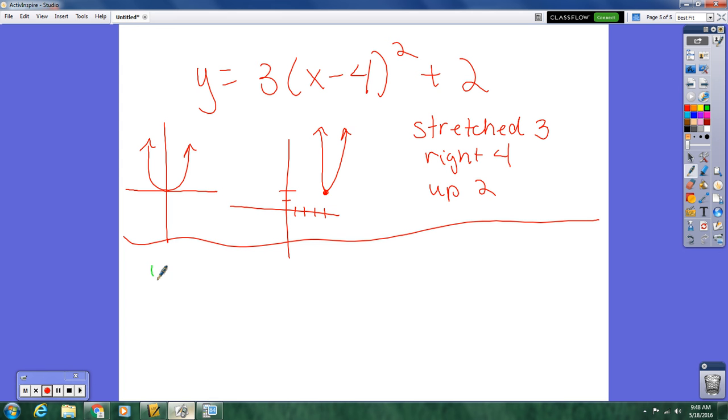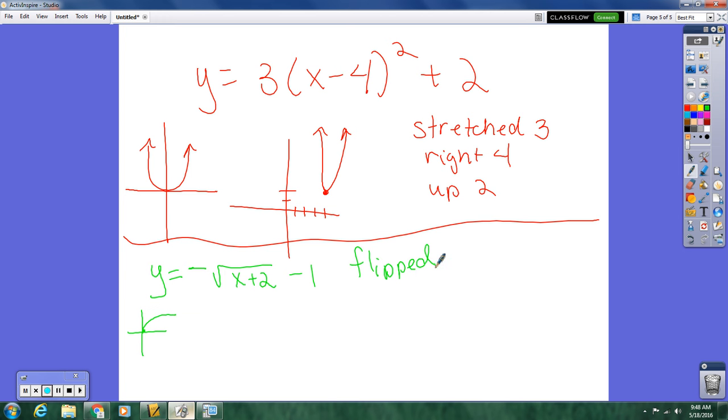Let's see. Y equals negative square root of x plus 2 minus 1. You first got to know what kind of parent function it is. The square root, because it's obviously got a square root. So that parent function starts at 0, 0 and goes that way. But what does the negative do to it? The negative flips it. So it's flipped.